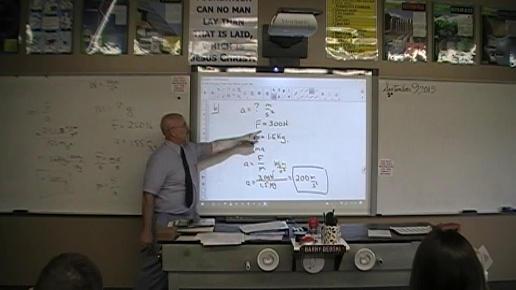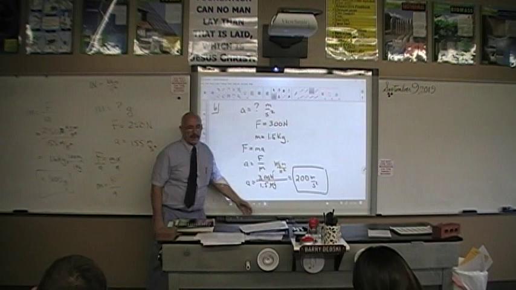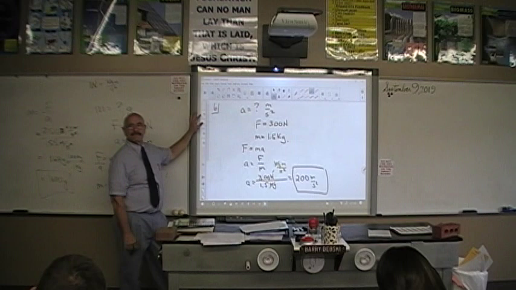One sig fig, two sig figs, so my answer is limited to one. It works out nice, 300 divided by 1.5 is 200. Questions here? Am I doing okay? I think I saw a lot of good work on your papers.